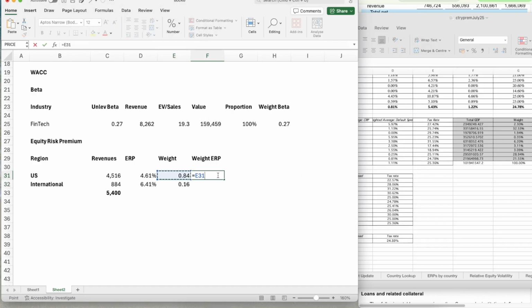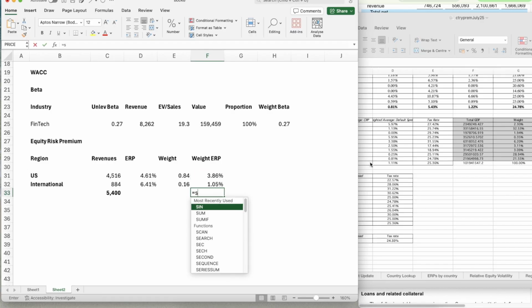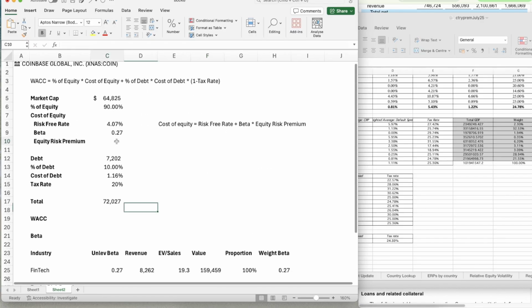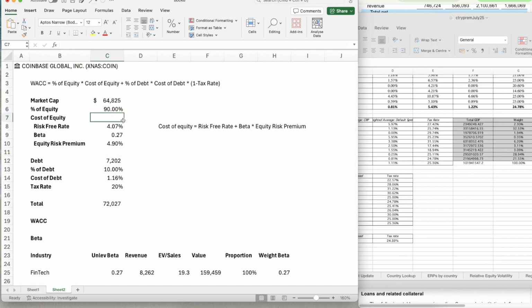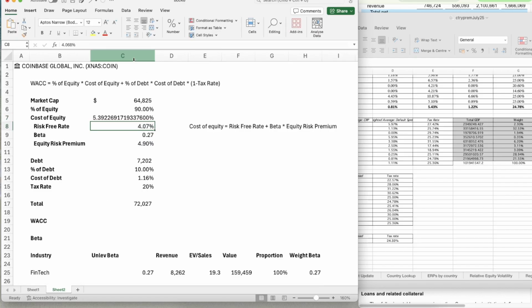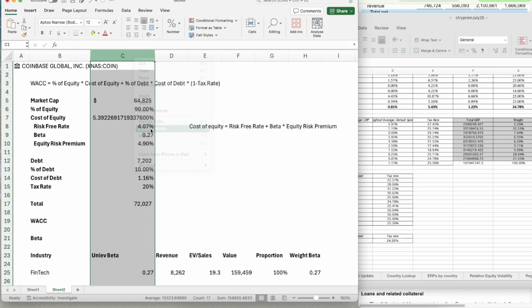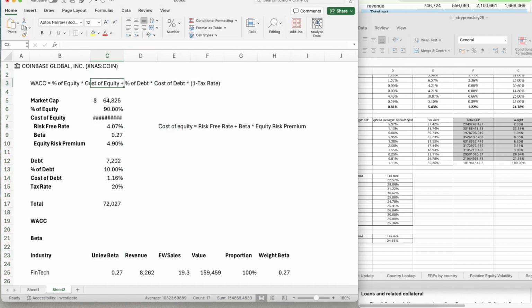Now the weighted ERP, you just take the weight multiplied by the ERP. Then take a sum, 4.9%. So we can now calculate the cost of equity because we have these three components. So we take the risk-free rate plus the beta multiplied by the equity risk premium.